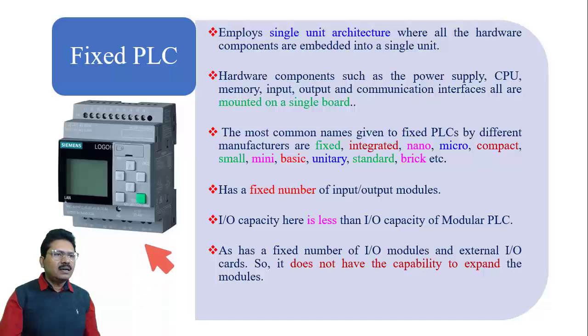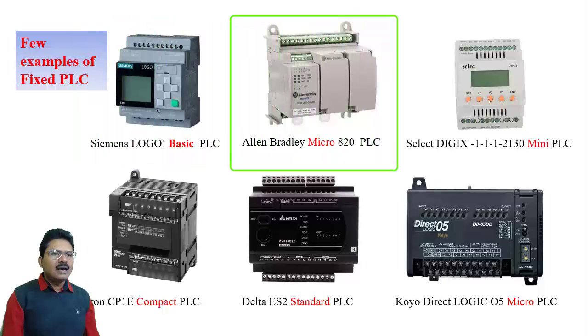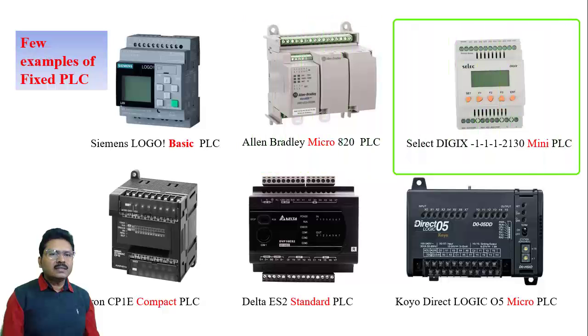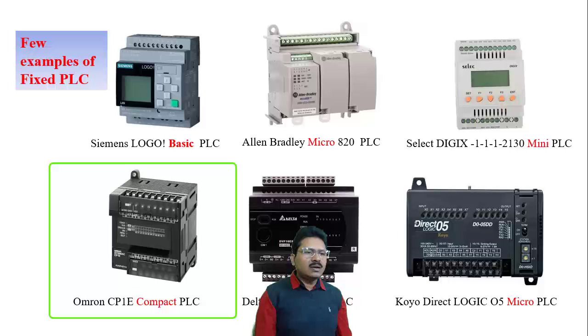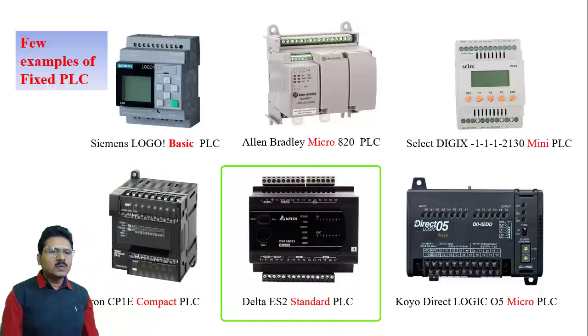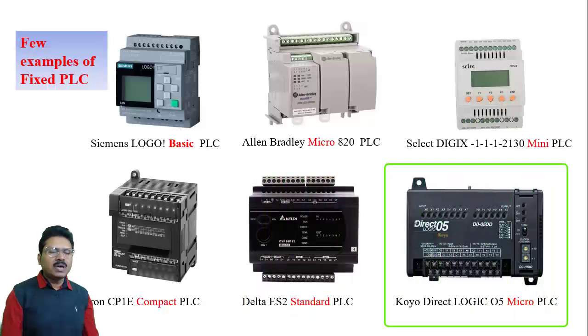Here in this figure, there is a fixed PLC manufactured by Siemens and the model is Logo. Here I have shown a few examples of fixed PLC: Siemens Logo Basic PLC, Allen Bradley Micro 820 PLC, Select DGX 1112130 Mini PLC, Omron CP1E Compact PLC, Delta ES2 Standard PLC, Koyo Direct Logic 05 Micro PLC.